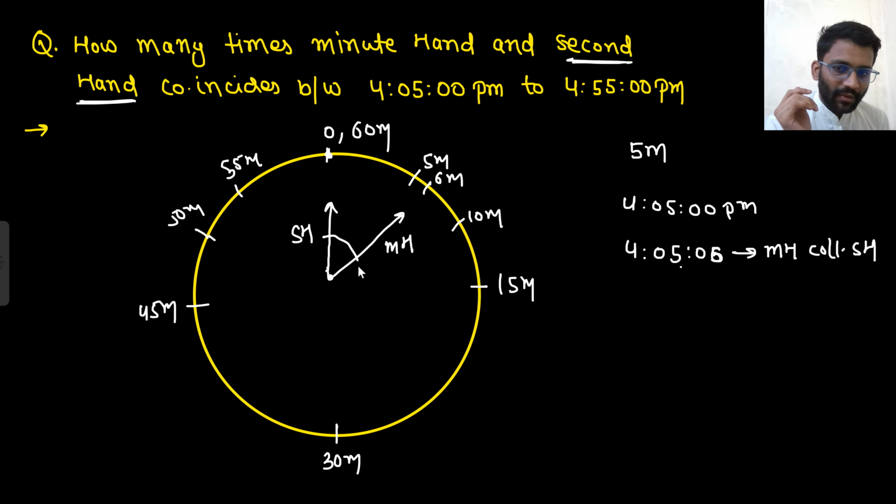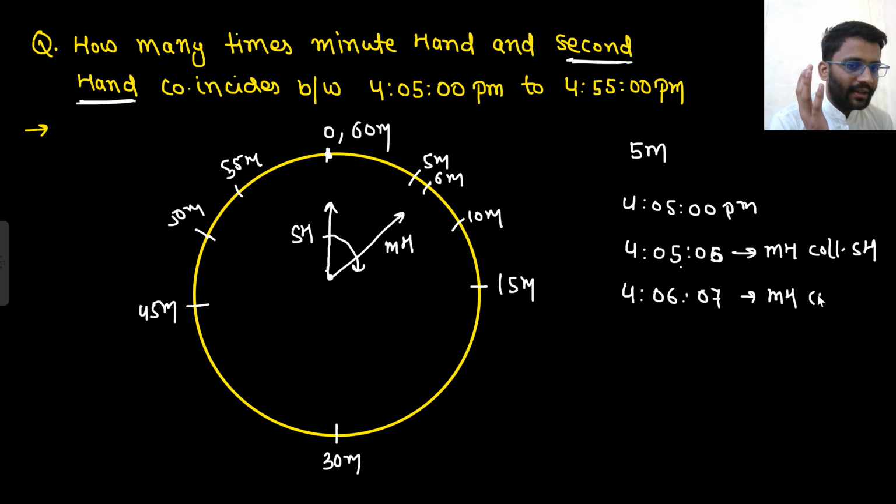Now what will happen? It will again move. So again, nearly at 4:67, or 4:66 you can say, the second hand will collide with the minute hand. Are you getting my point? It is at 46. So this is my minute hand. Are you seeing this way? This is my minute hand and this is my second hand.